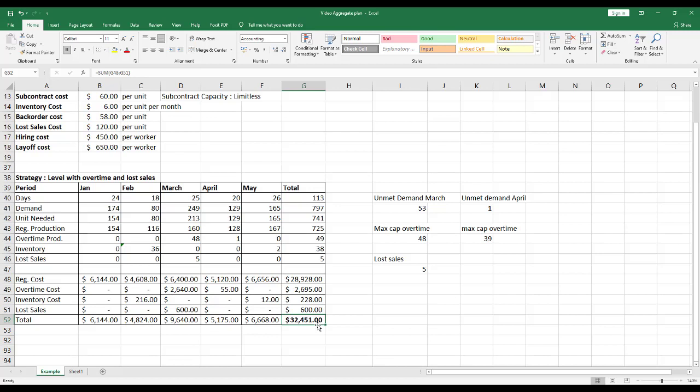With this strategy of level with overtime and lost sales, giving the cost of 32,451, is it better than the first strategy, level with overtime and back order? In the next video, we will discuss about how to calculate with the third strategy, which is level to fulfill the minimum order and combine with subcontract. See you on the next video.